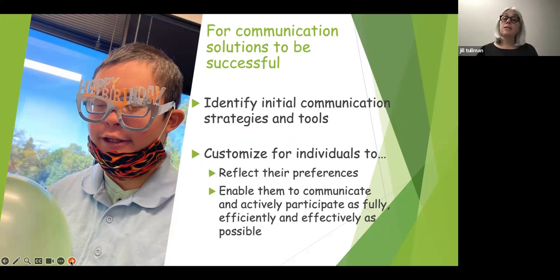So for communication solutions to be successful, we need to identify initial communication strategies and tools, and again, customize for individuals. I have always believed wholeheartedly that whatever those solutions are need to be highly customized, because what I communicate and what language my family uses could be very different, and should be very different, than what you communicate. So they need to be customized for individuals to reflect their preferences and to enable them to communicate and actively participate as fully and as effectively as possible.